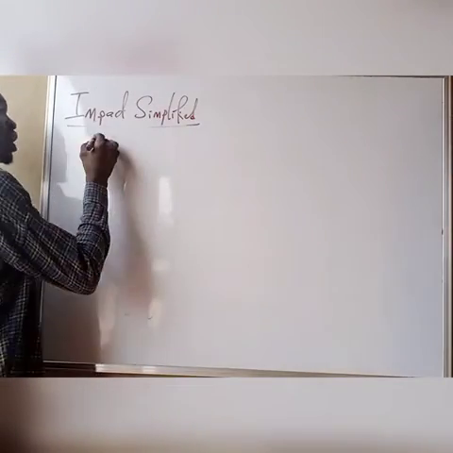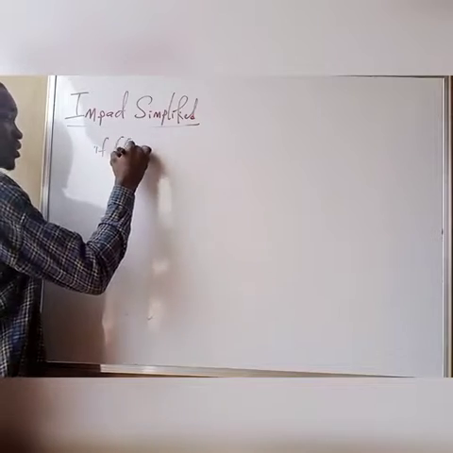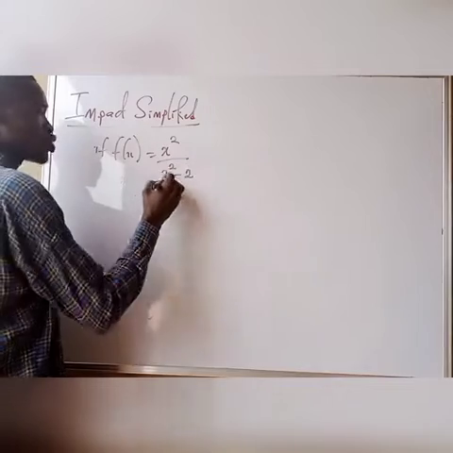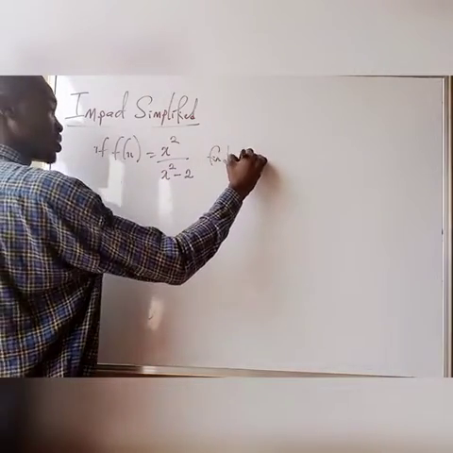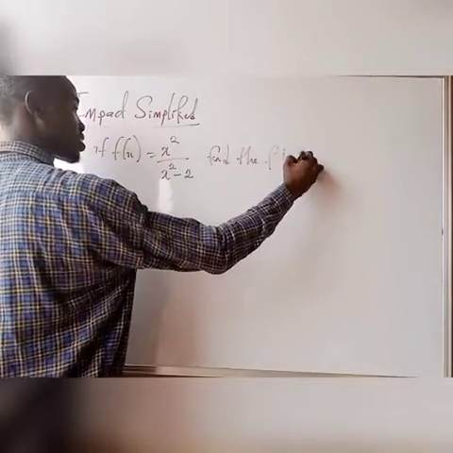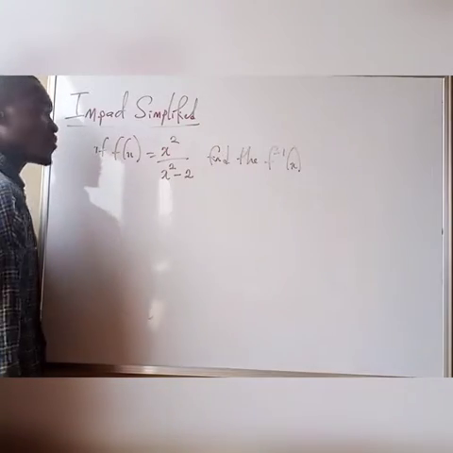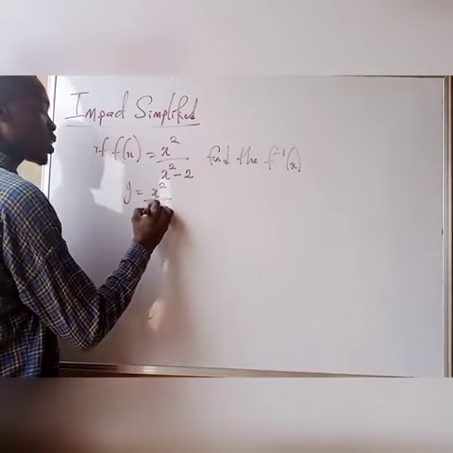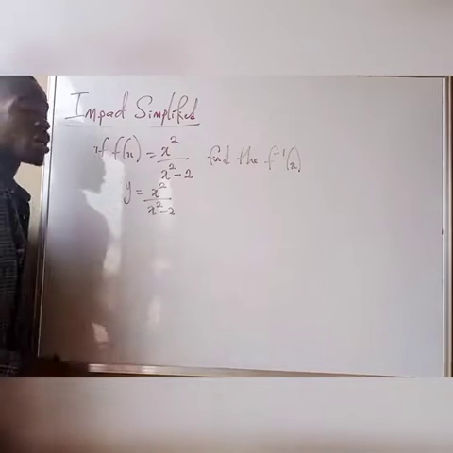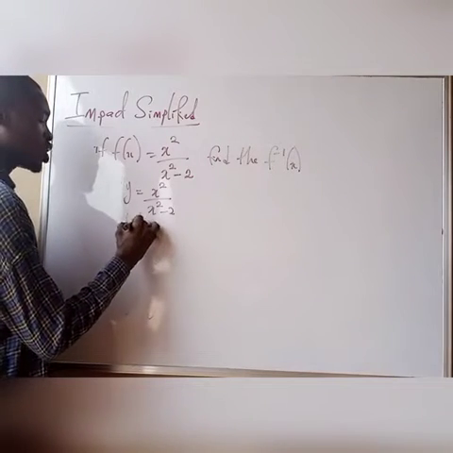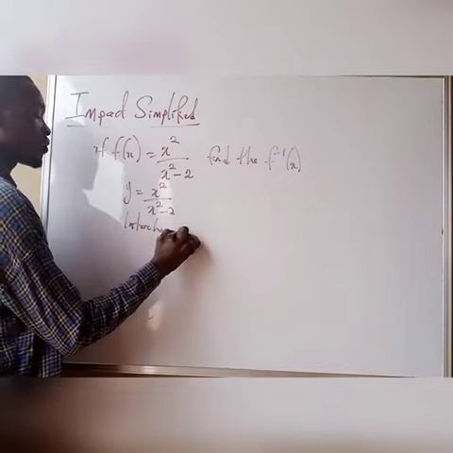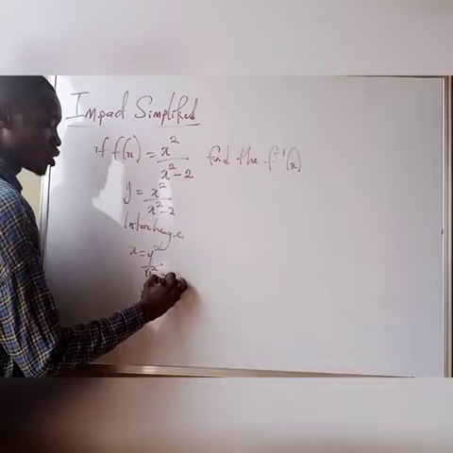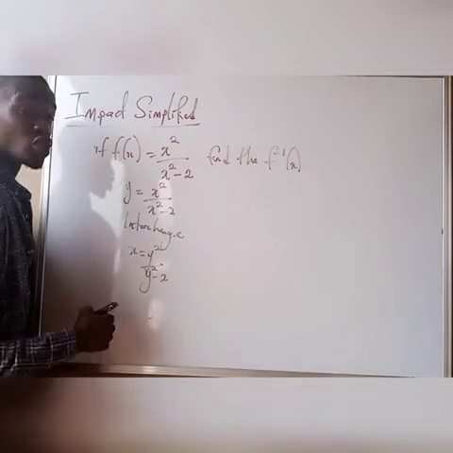Now let's look at this. We have f of x equal to x squared over x squared minus 2. They said we should find the inverse of the function. So how can we get the inverse of the function? You change your f of x to y. That will give us y equals x squared over x squared minus 2. And we are now going to interchange. If you interchange, that will give us x equals y squared over y squared minus 2. Now try to make your y the subject of the formula.